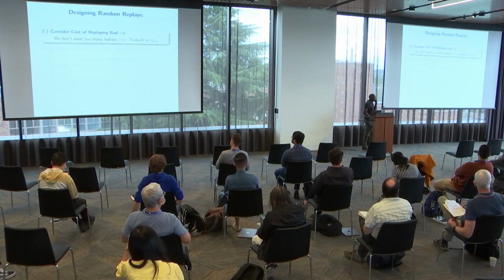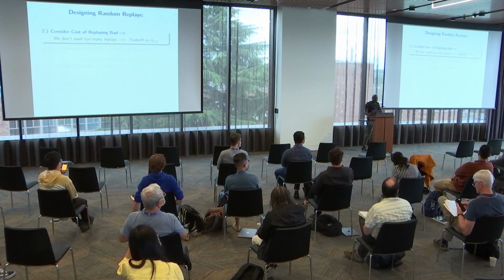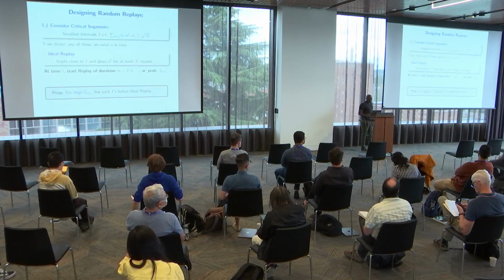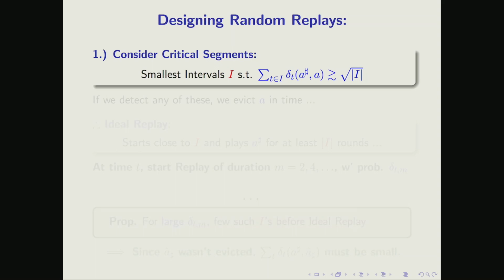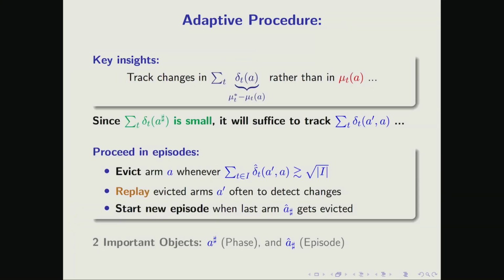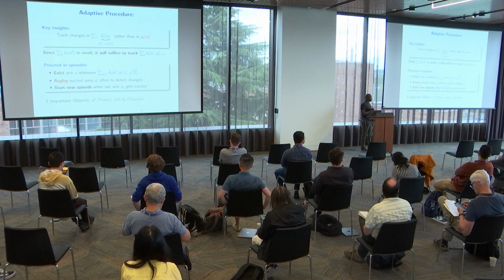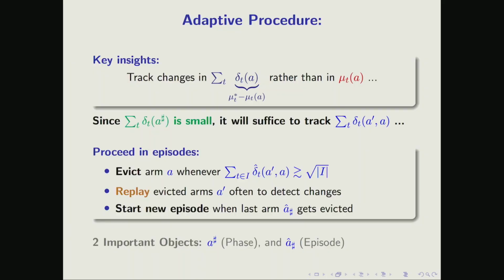Would you mind reiterating the notation? So A sharp is the last good arm in a critical phase. A hat sharp is just the last arm in the episode. Okay.